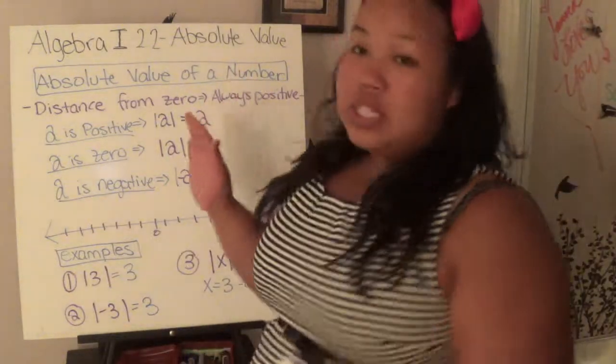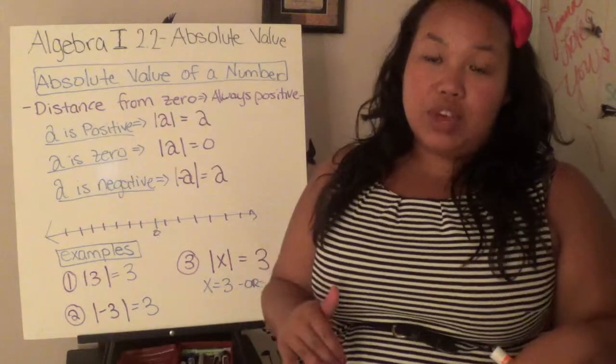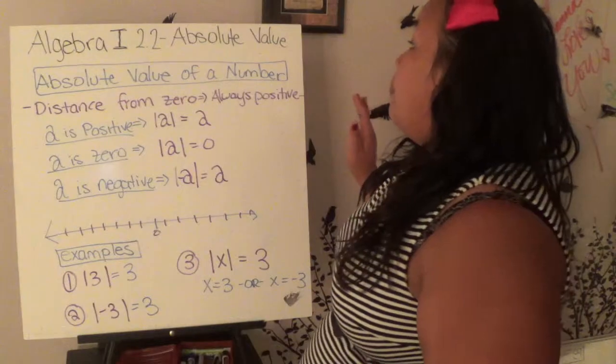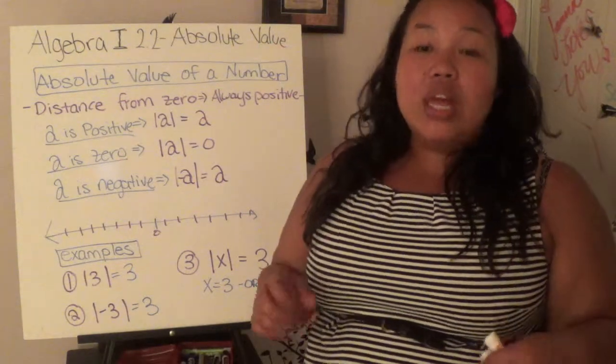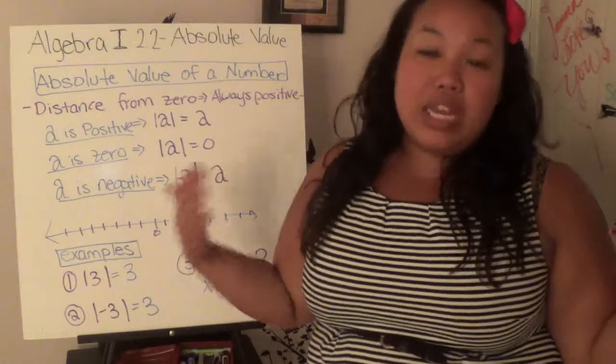In Algebra 1, Section 2.2, we're dealing with absolute values. And in this case, we're dealing with distance. And with distance, just like weight, there's no negative. You can't weigh negative 2 pounds.